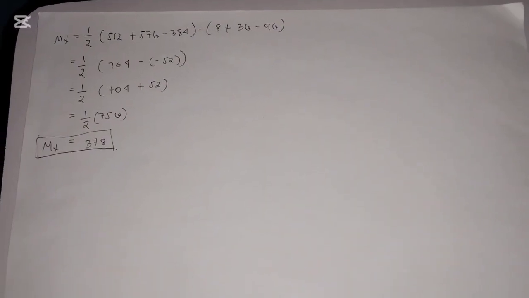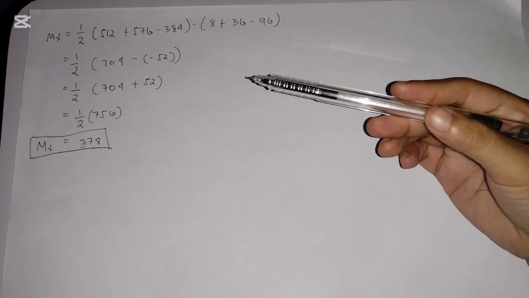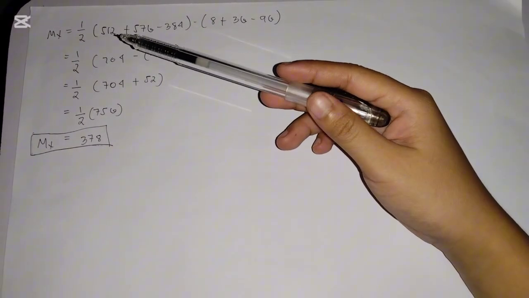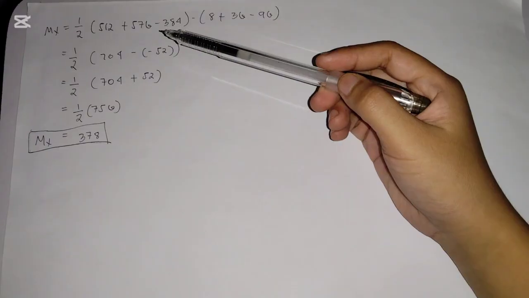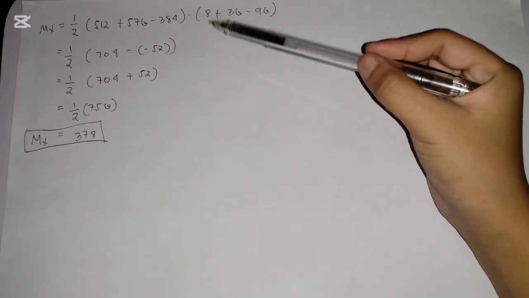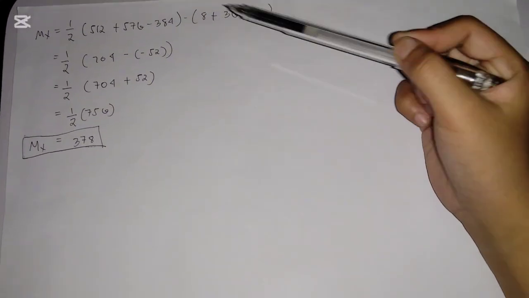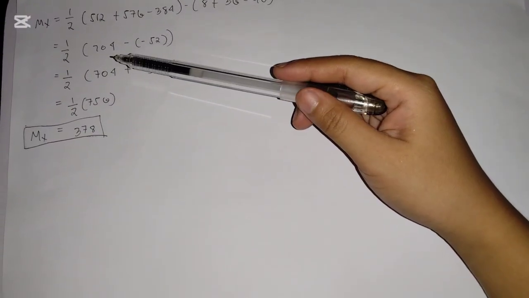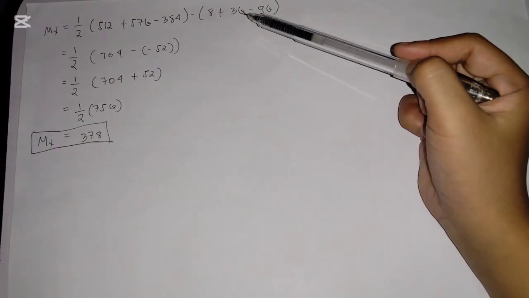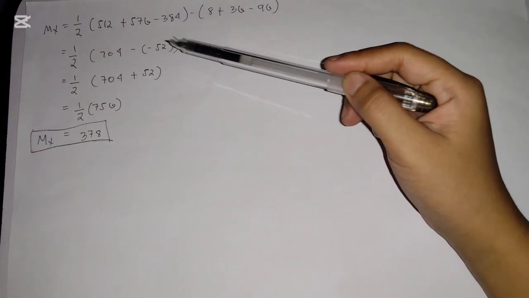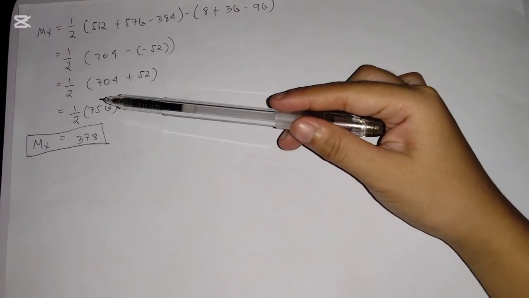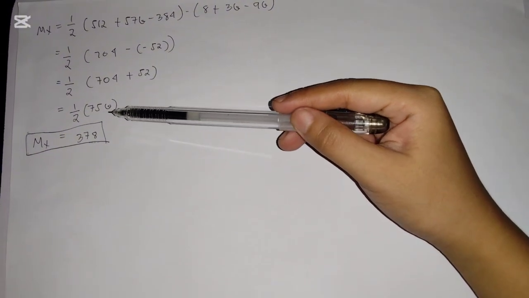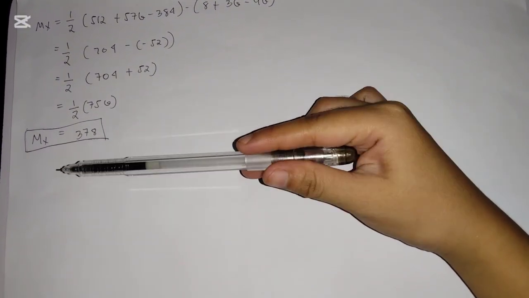Now I'm going to rewrite the last part of the previous solution. So we have m sub x is equal to 1/2 multiplied by 512 plus 576 minus 384 subtracted by 8 plus 36 minus 96. 512 plus 576 minus 384 is 704, and 8 plus 36 minus 96 gives negative 52. Negative times negative is positive, so 704 plus 52 is 756. Now 1/2 multiplied by 756 is 378. So this is our m sub x.